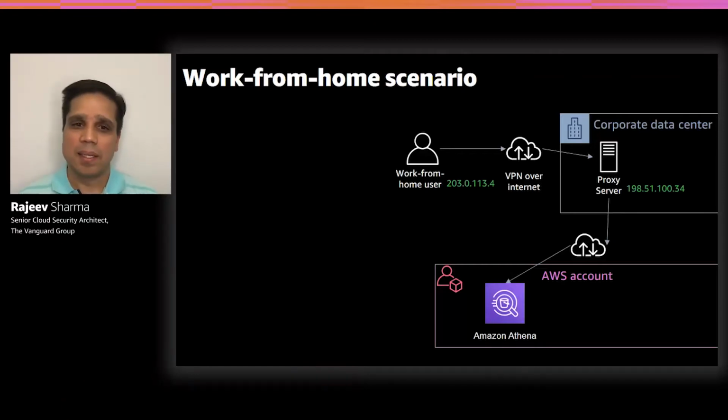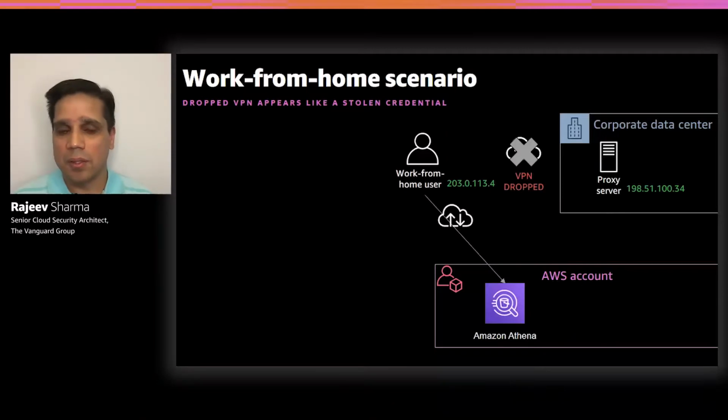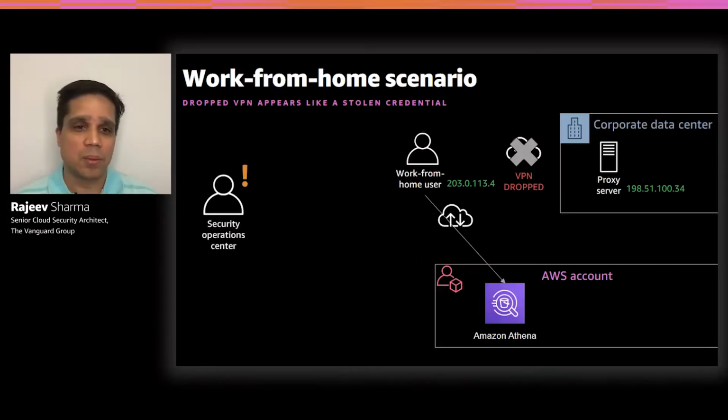However, at times, the VPN may drop unexpectedly, and now the user who's working from home is accessing the Amazon Athena service, let's say, directly over the internet from home. And what happens is it raises an alert to the Security Operations Center, because this looks like a credential that was used from one IP address and has now suddenly moved to another IP address in a geographically different location. And this can trigger an alarm. So for those reasons, we looked at using these network-based controls.